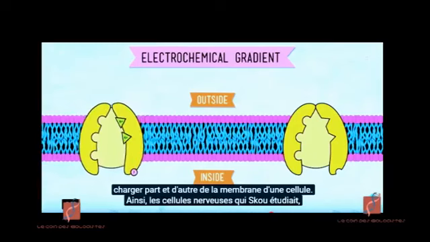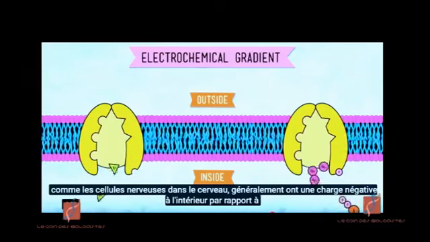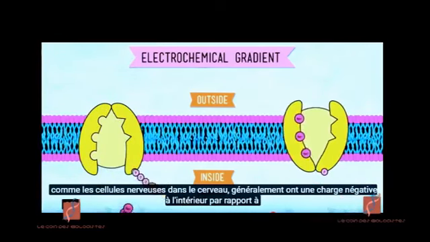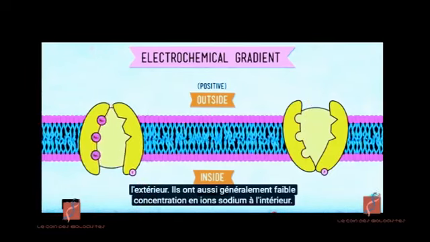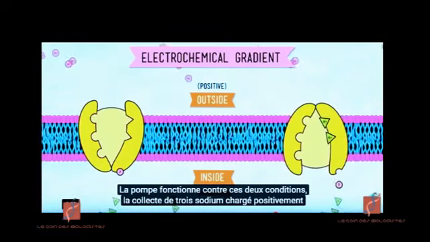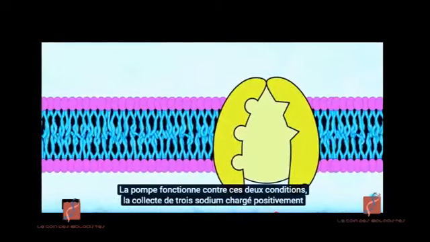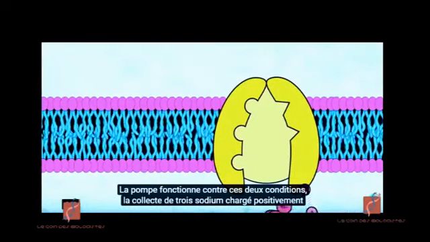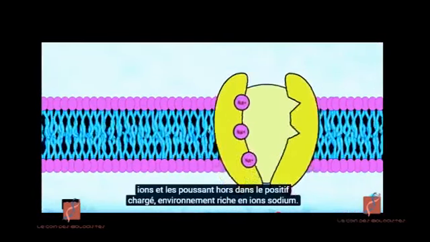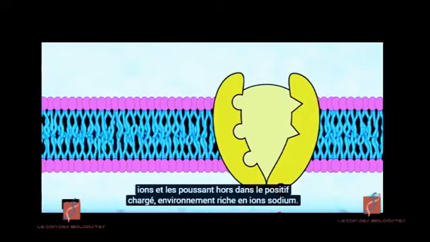So the nerve cells that Skou was studying, like nerve cells in your brain, typically have a negative charge inside relative to the outside. They also usually have a low concentration of sodium ions inside. The pump works against both of these conditions, collecting 3 positively charged sodium ions and pushing them out into the positively charged sodium ion-rich environment.